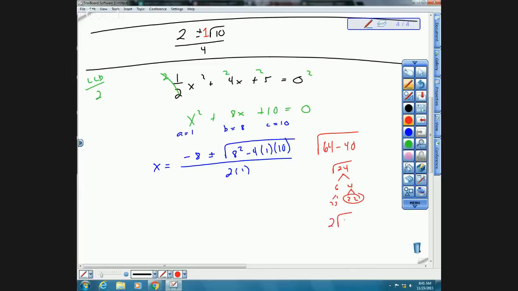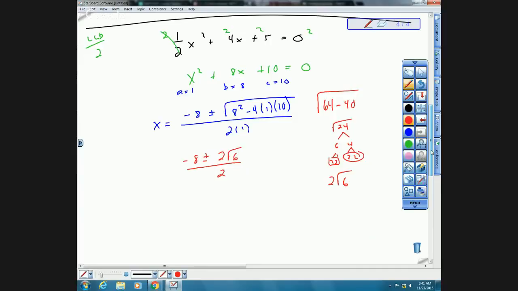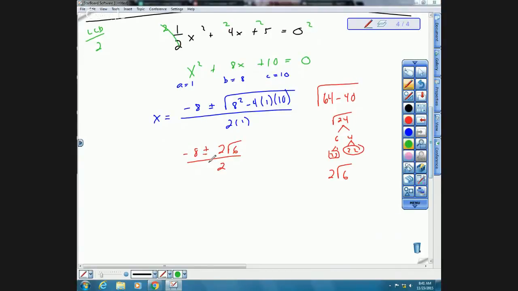So it becomes 2 square roots of 6 because those go back in. So you have negative 8 plus or minus 2 square roots of 6 over 2. And I can divide all three of those, so you get negative 4 plus or minus the square root of 6.